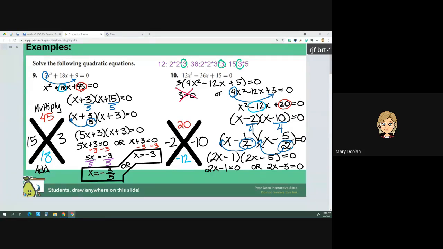Solving, add 1 to both sides. 2x equals 1. Divide both sides by 2. So x equals 1/2. Or over here, if I add 5 to both sides, 2x equals 5. Divide both sides by 2. x equals 5/2.